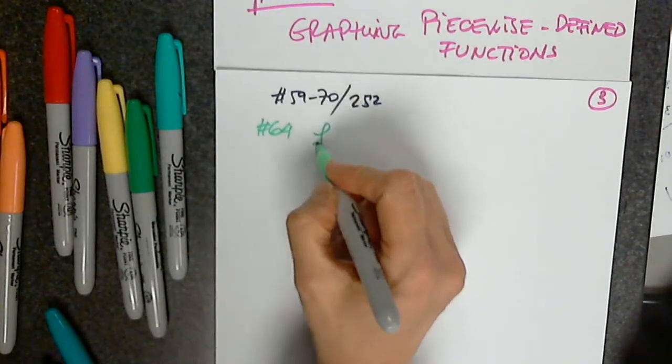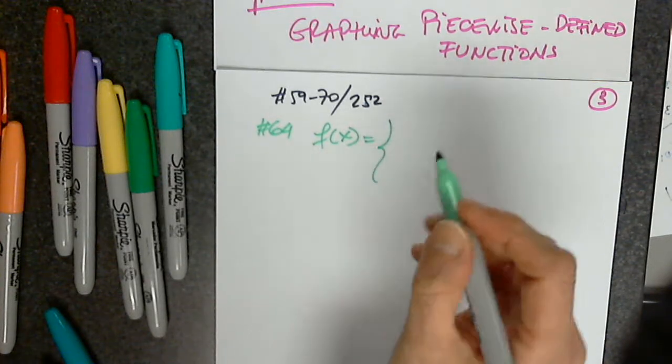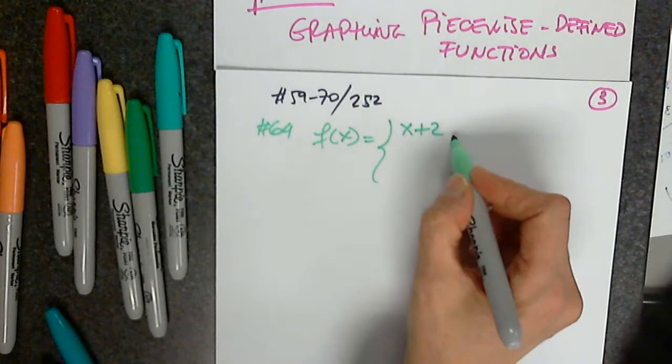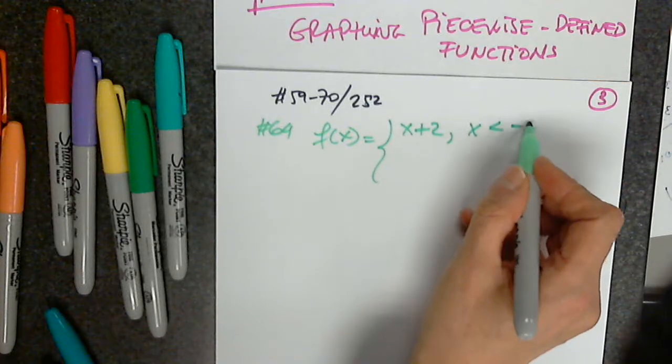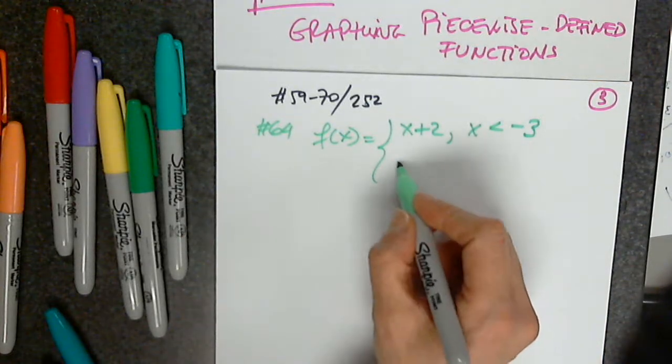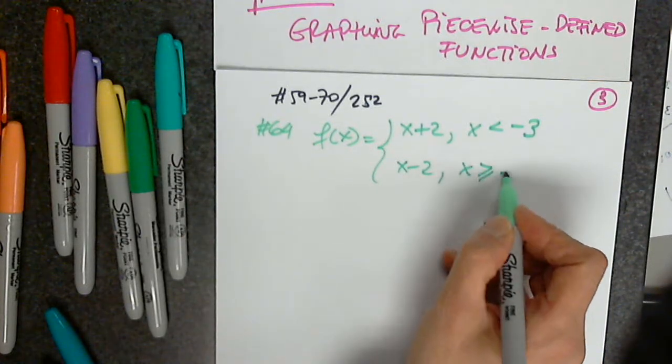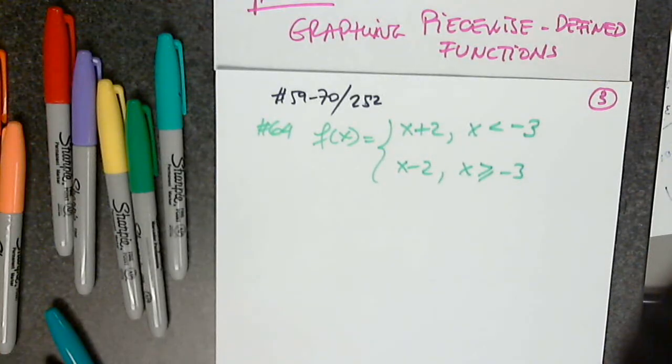f of x equals x plus 2 if x is less than negative 3, and it's x minus 2 for x greater than or equal to negative 3. Is this a piecewise defined function? Is it defined in pieces? How many pieces does it have? 2. Two different functions. One is x plus 2 and the other one is x minus 2.